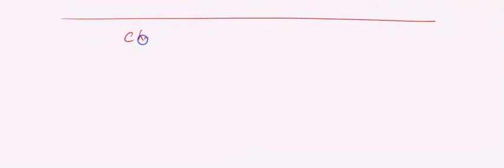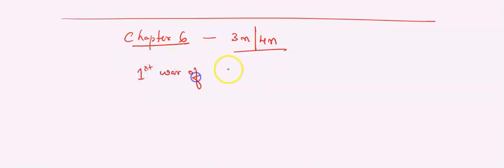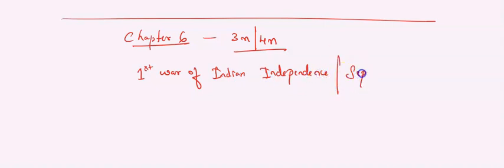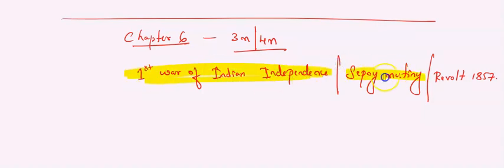And next, chapter number 6. The first war of Indian independence. Children, in this chapter, you can expect 3 mark or 4 mark questions. Remember one point: if they ask you the topic like first war of Indian independence, or they say Sipahi mutiny, or they say revolt 1857 or 1857 revolt, these are all one and the same. All these questions are very, very important. Are you getting my point?